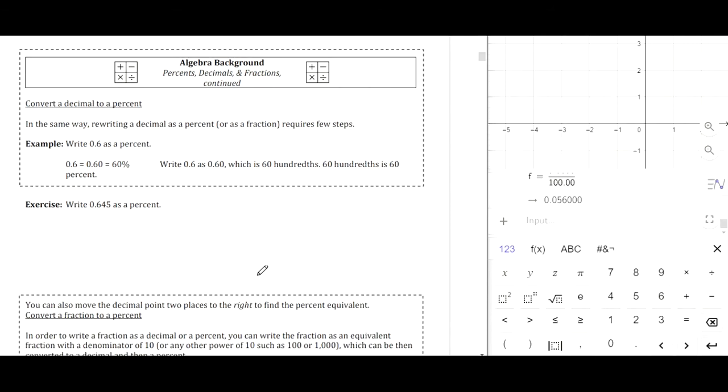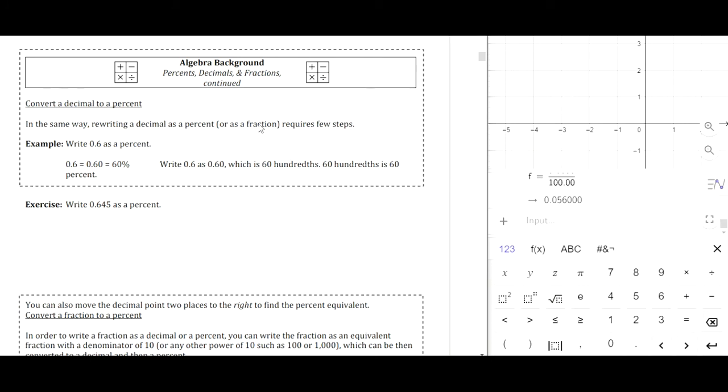How do we go in reverse? How do we take a decimal and write it as a percentage? Well, if we're going from percent to decimal, we move the decimal point 2 units to the left. If we go in reverse and go from a decimal to a percentage, it might not surprise you to find that we move the decimal point 2 units to the right.